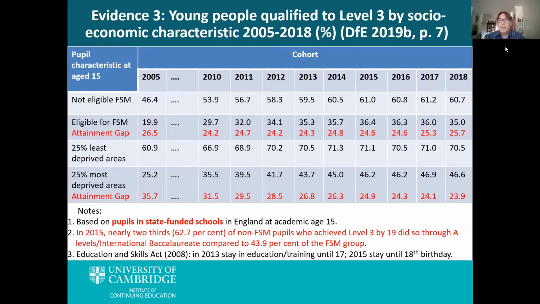Another measure that the Department for Education provide is comparing pupils from the most deprived areas and the least deprived areas. So 25% least deprived areas compared to 25% most deprived areas. And using that measure in 2005, the gap was 35.7%. But that percentage gap has declined to 23.9% in 2018. And this looks like a much more creditable and remarkable achievement, which would seem to imply that socioeconomic inequality is diminishing quite substantially.